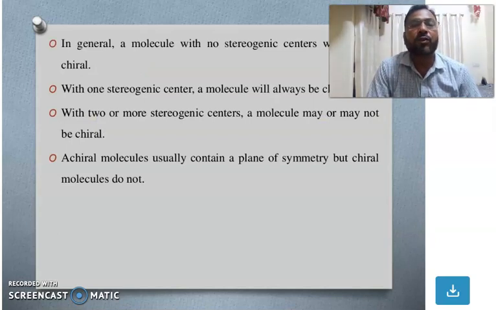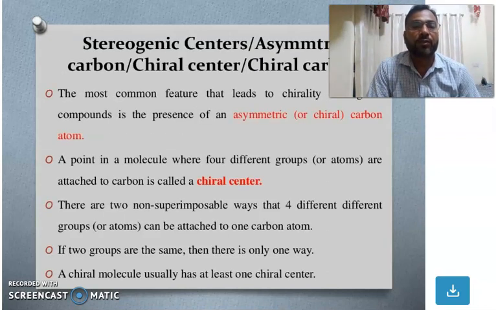So in general, a molecule with no stereogenic center will not be chiral. With one stereogenic center, a molecule will always be chiral. With two or more stereogenic centers, a molecule may or may not be chiral. Achiral molecules usually contain a plane of symmetry, but chiral molecules do not. So my friends, stereogenic center, asymmetric carbon, chiral center, and chiral carbon are very important terms to understand stereochemistry.